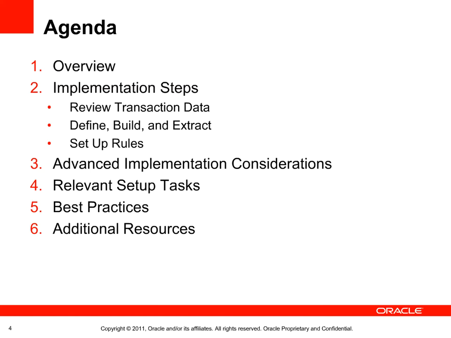After looking at a brief overview of the implementation process, we will go into details of the steps using working examples on analyzing source systems and reviewing transactional data, defining and building transaction objects and extracting the data, and setting up rules to generate journal entries.